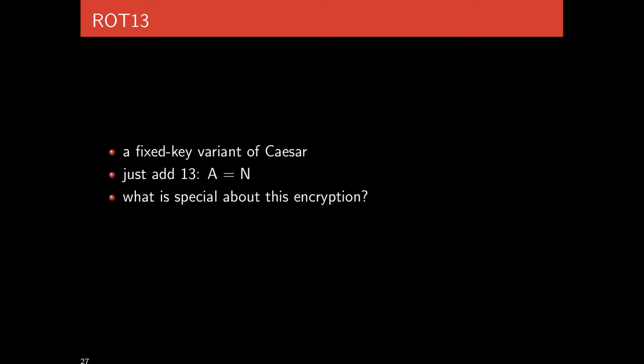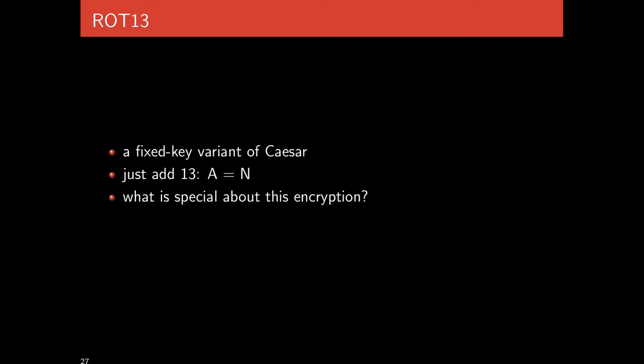ROT13 is, again, not useful if you're actually trying to encrypt information so that it can't be read, because of course the Caesar cipher is insecure, and in this particular one there is a fixed key, so it's even less secure. But it can be useful to, for instance, hide a spoiler for something in a message so that you're not broadcasting out the answer, but anyone can go and copy the text and run it through ROT13 and get the spoiler.